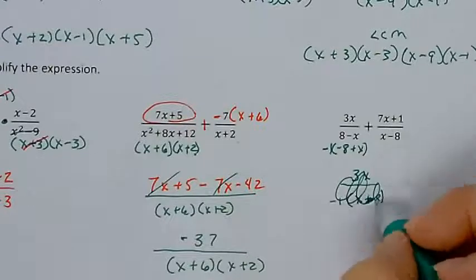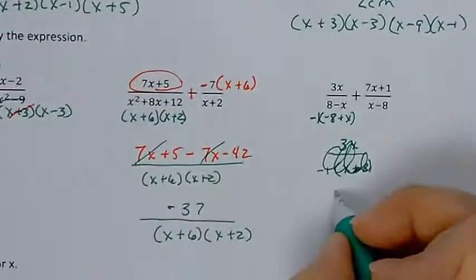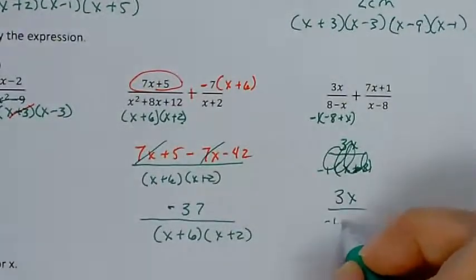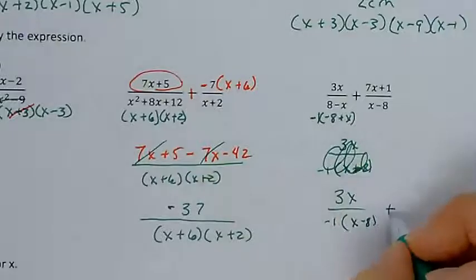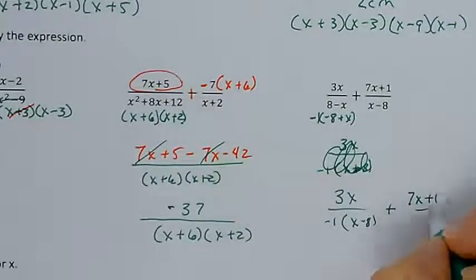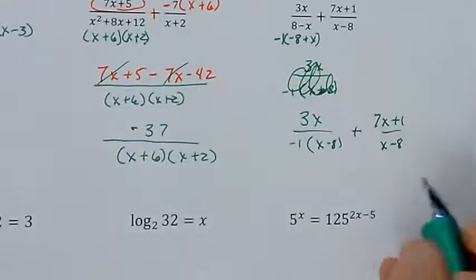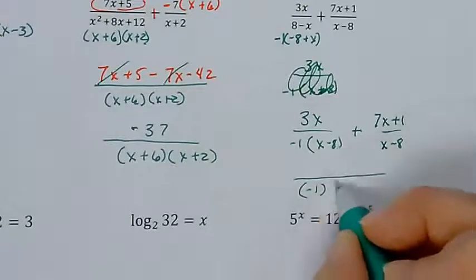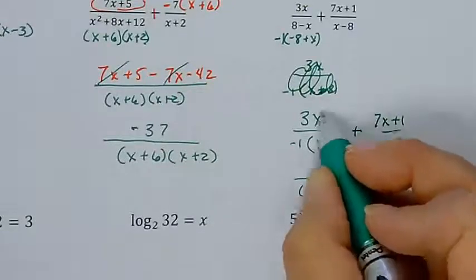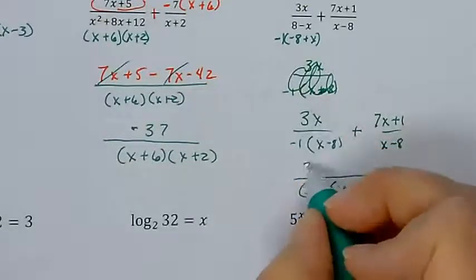I'm going to rewrite that. 3x over -1 times x minus 8. You see how it's positive x, negative 8, plus 7x plus 1 over x minus 8. So when I make my common denominator, I'm going to need a negative 1, and I'm going to need an x minus 8. This part isn't going to change. It's going to stay 3x.